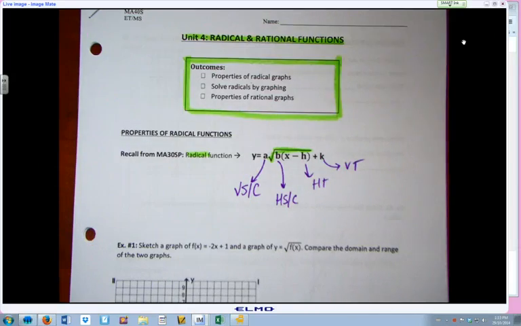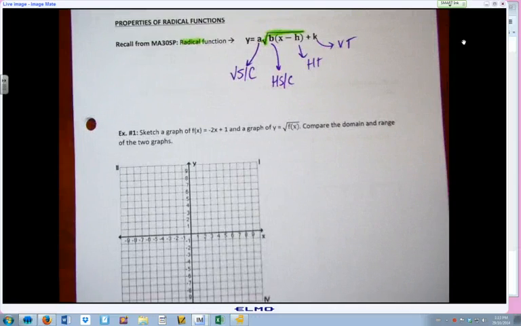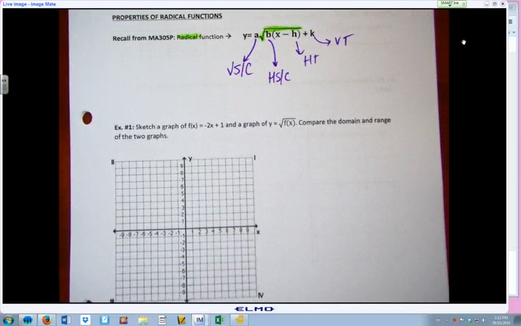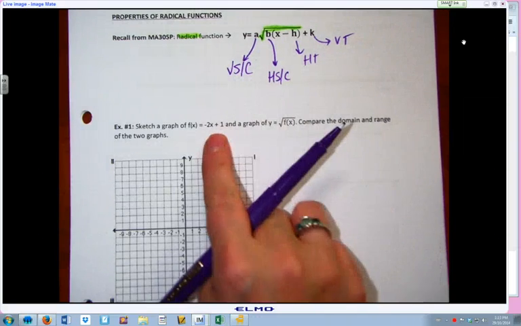So I'm going to give you a different base graph, then one of the transformations is going to be to take the square root of that graph. So we're going to start with linear, which was the easiest first functions you learned in grade 10. We're going to sketch the linear function, then we're going to take the square root, then we're going to compare the domain and range. How do you graph a line?